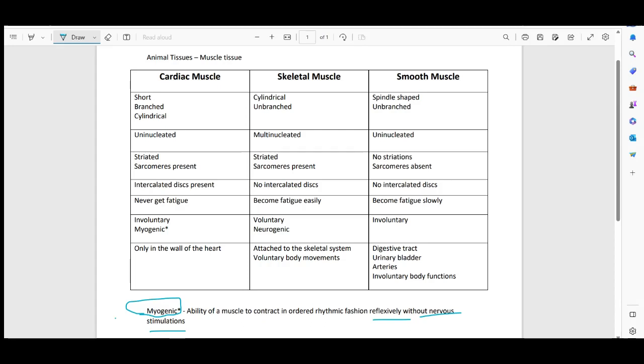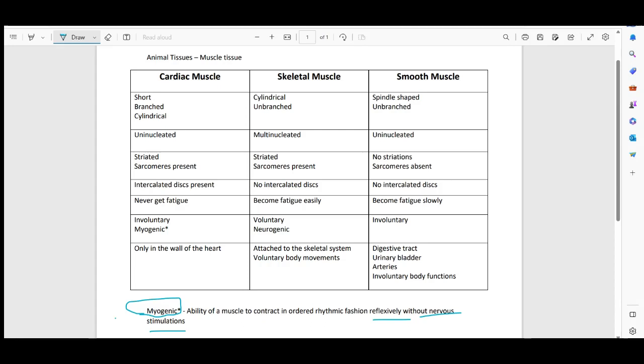It is very unique. It has something called the SA node, where the signals begin, and from there it generates its own impulses. Impulses mean electrical signals that initiate the heart and heart contractions.